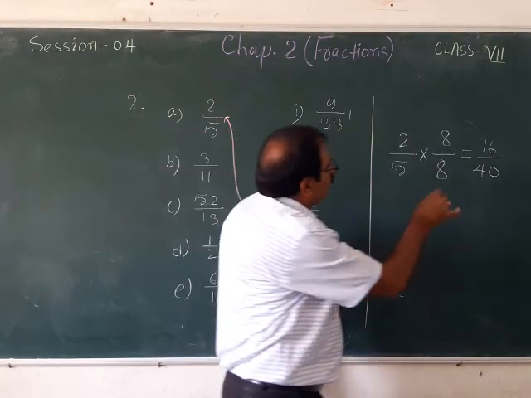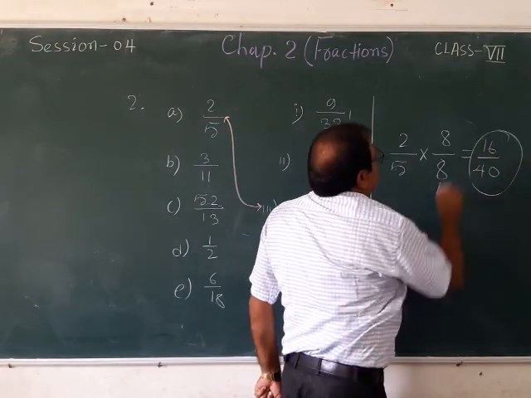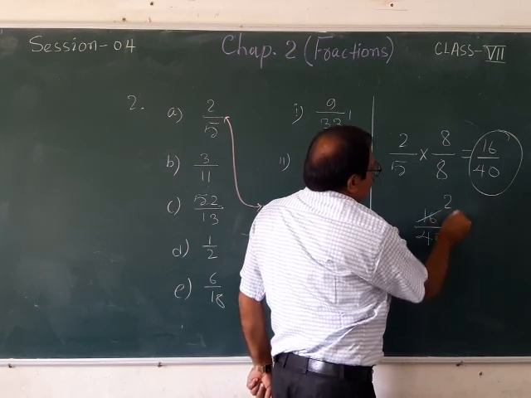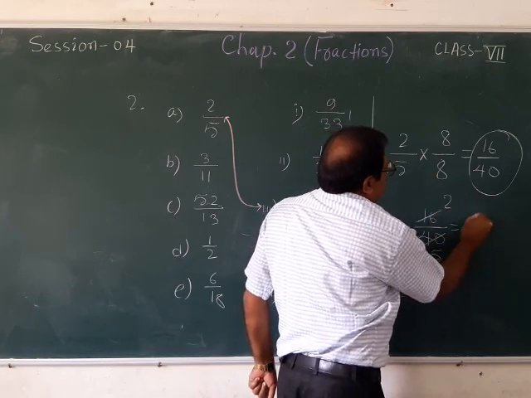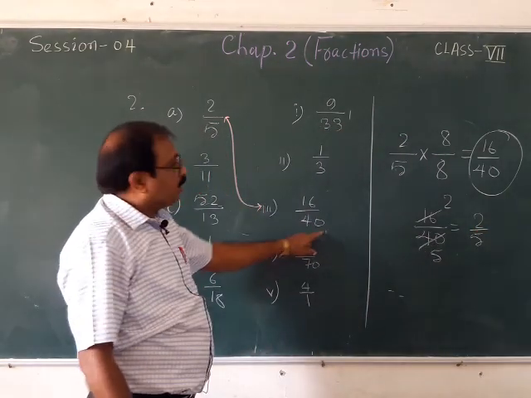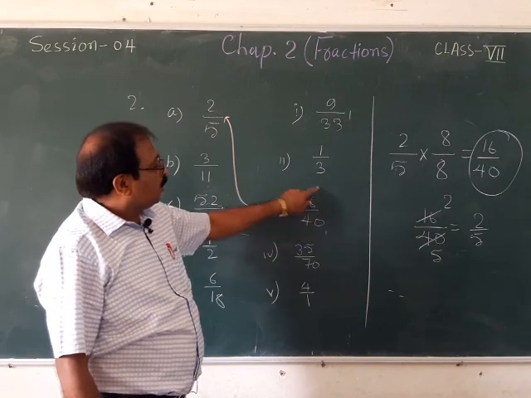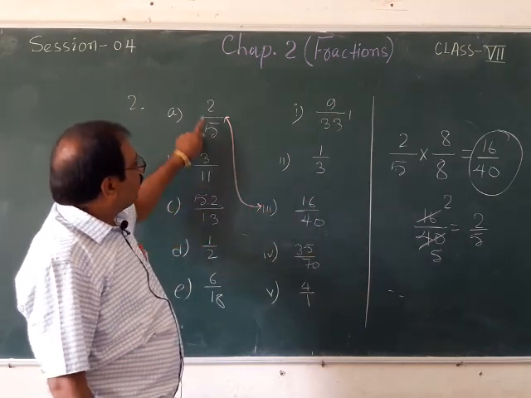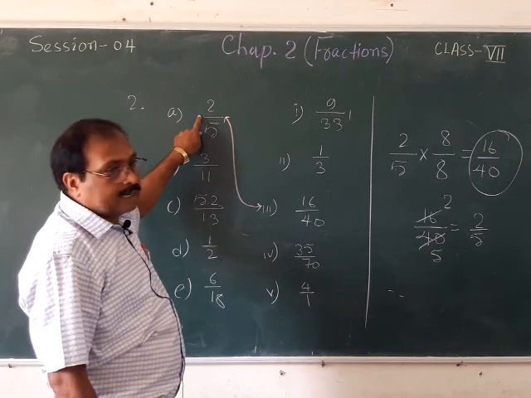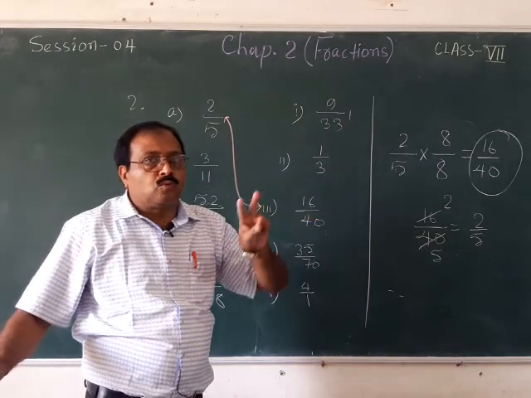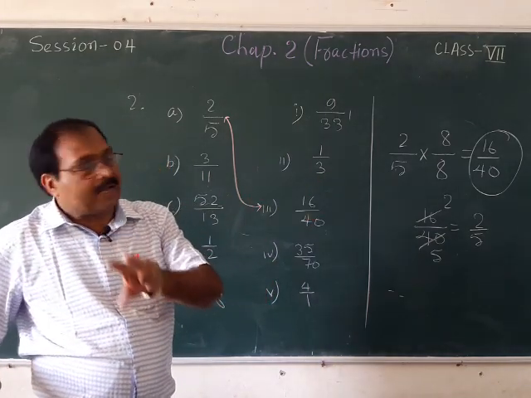But if I write 16 upon 40, you can see that 8 can divide it: 8 twos are 16 and 8 fives are 40. That means the number you get here is 2 by 5. So if you change these fractions into their simplest form or lowest form, you can see it comes back to 2 upon 5. You get 2 by 5 back. That means both can be matched. So I have discussed two ways of matching the fractions.